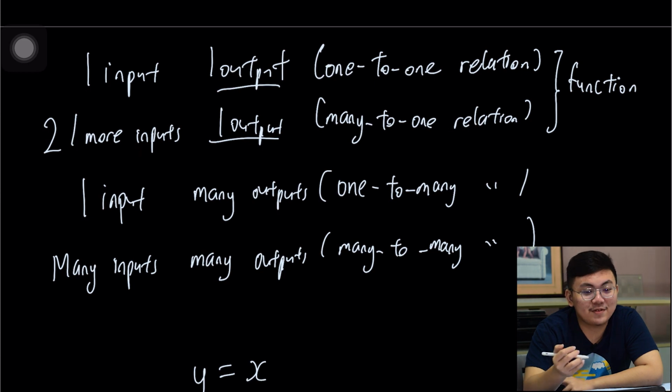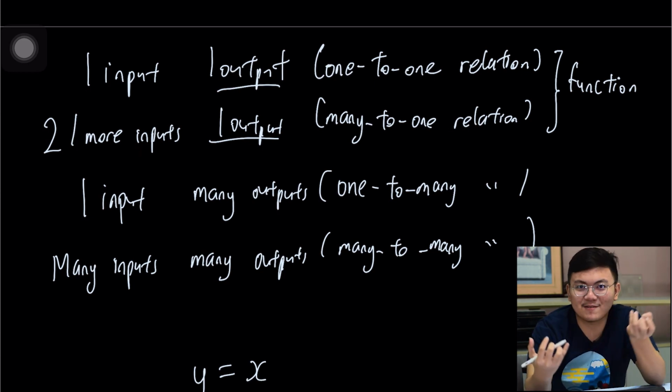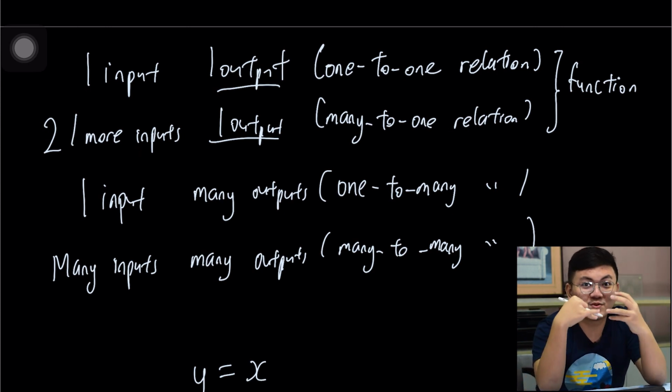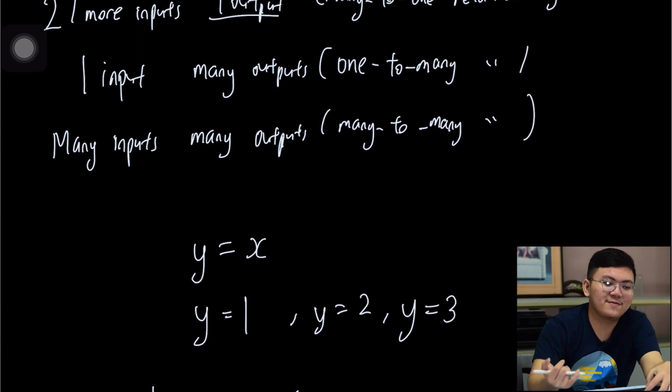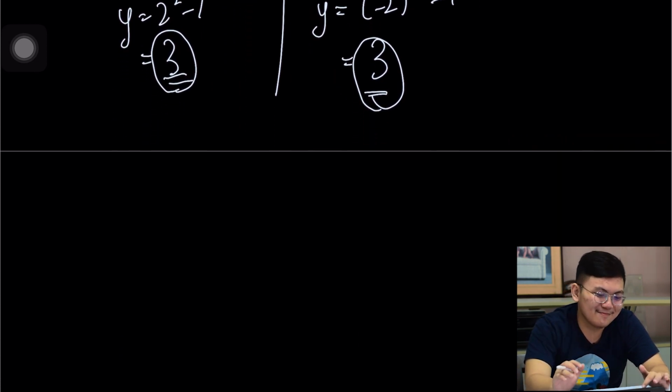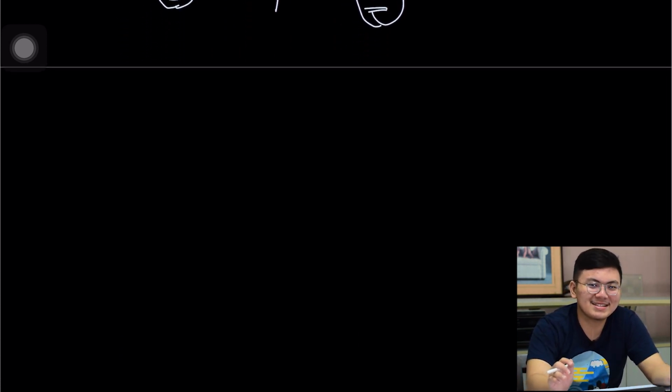Okay, after we have recalled what you have learned in your Form 2 graph of function, that is the types of the relations, now I'm going to go through the real syllabus in your Form 4. That is, the first is the function notation. This is the one that most people will say, why is the notation like this?